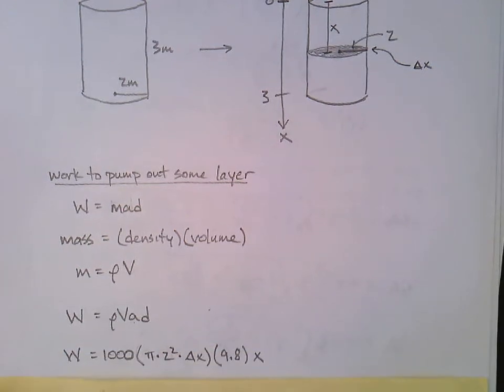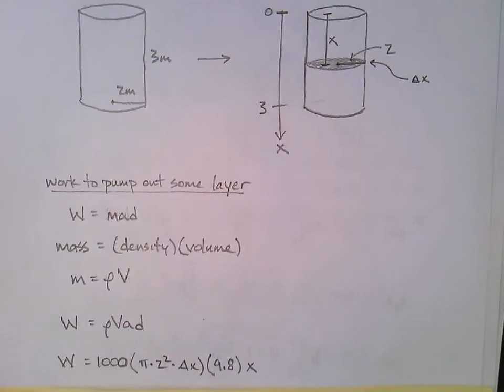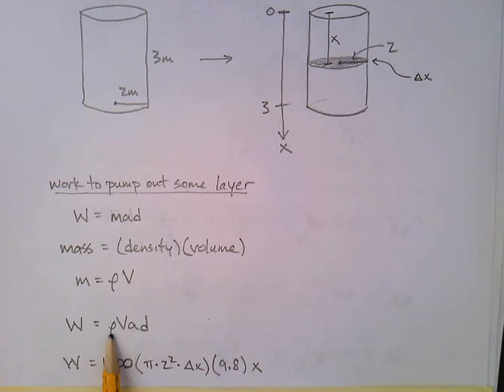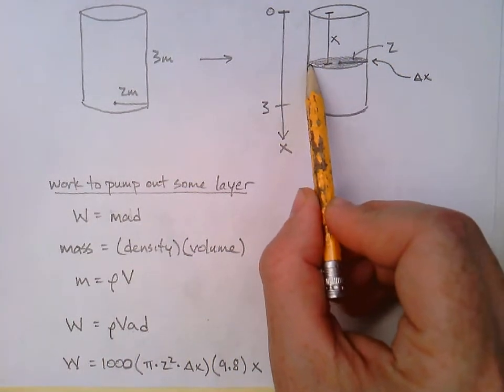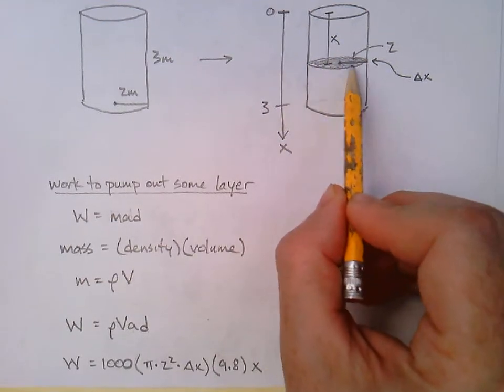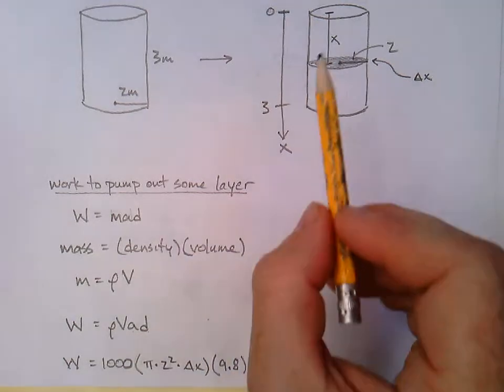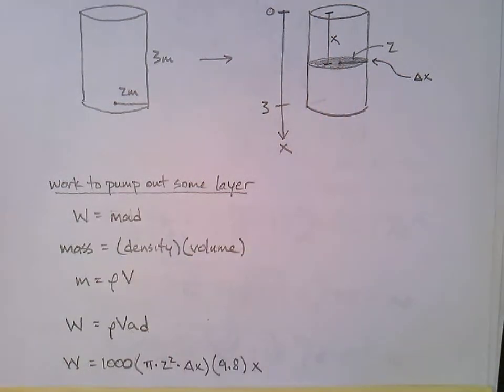Okay, so here it comes. I'm going to try and keep everything on the screen. I think it just barely fits. Okay, so the density is the 1,000 kilograms per meter cubed. The volume, okay, so think about the volume of a little infinitely thin layer. Well, that would be the area times the thickness. So the area, well, that's the area of a circle. So that's pi r squared, and we know the radius is 2. So that's pi times 2 squared.